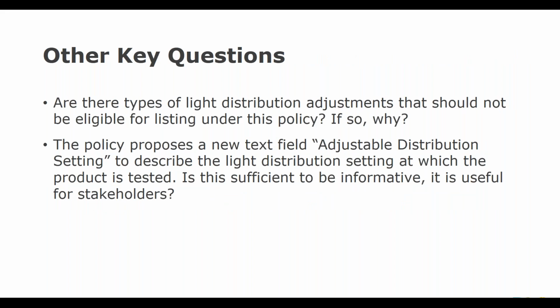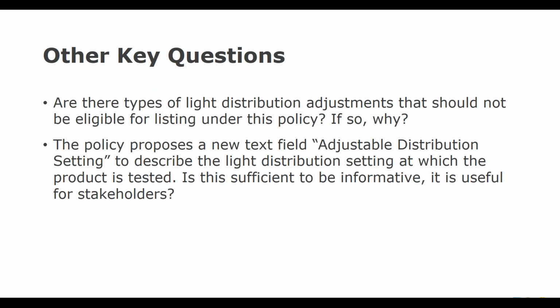There are a lot more details within the policy itself, so as I said earlier, please do read through it. A couple of other key questions we've identified we're looking for input on. We're pretty concerned here about some loopholes by only requiring the product to meet the requirements at one adjustable setting. So let us know if you can think of any that we should be very concerned about. We're wondering if there are types of distribution adjustments that should not be eligible for listing under the policy, and if so, why.